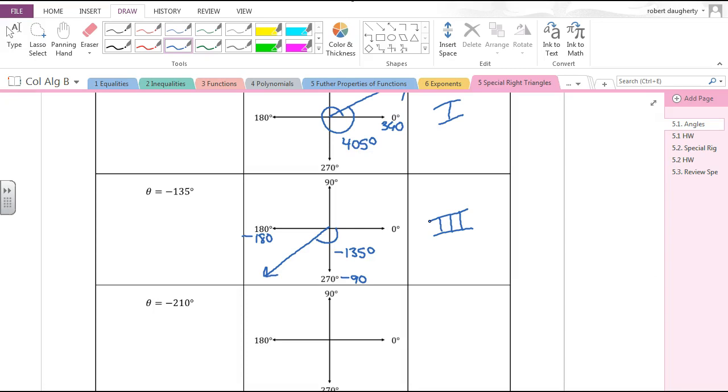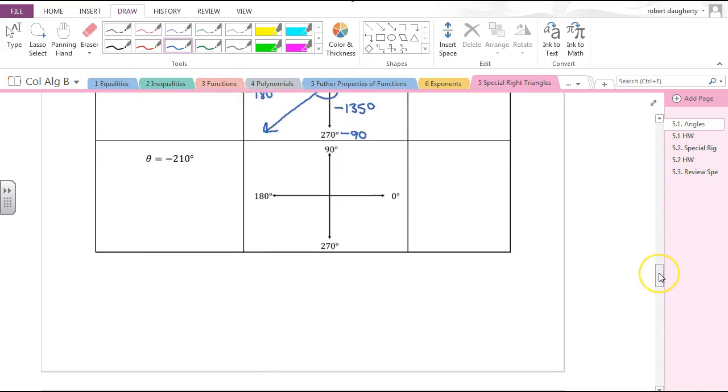Negative 210 degrees. So anytime you have negative, I've given you the labels for positive, but to go in a negative direction, that's negative 90. That's negative 180. That's negative 270. That's negative 360. I just flip the numbers around. So where will negative 210 be? Here, if I start here, this is negative 180. I've got to go 30 more to get there. So that's negative 210 degrees. That puts me in quadrant 2.